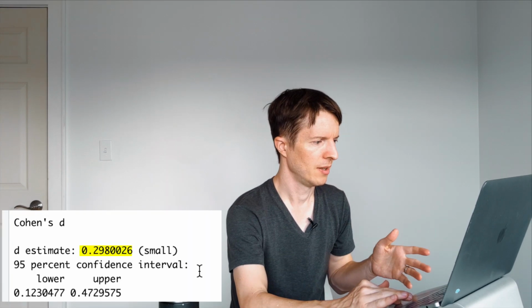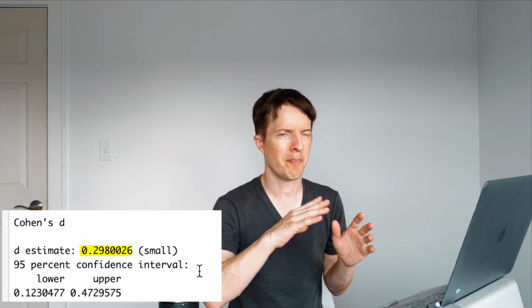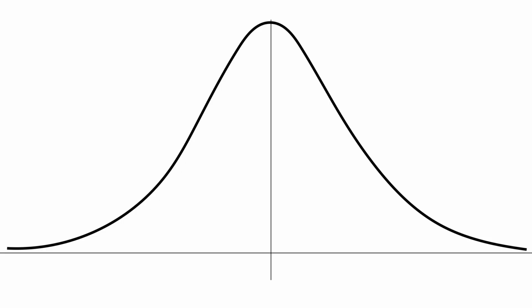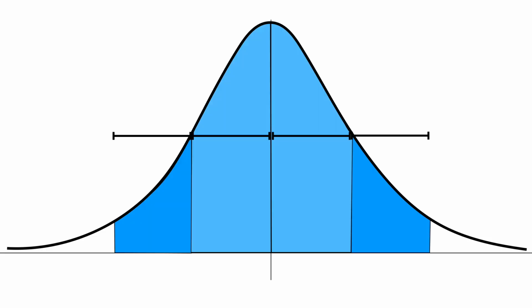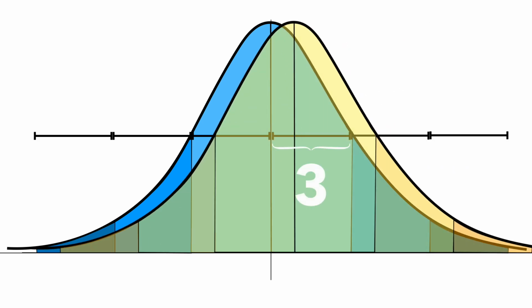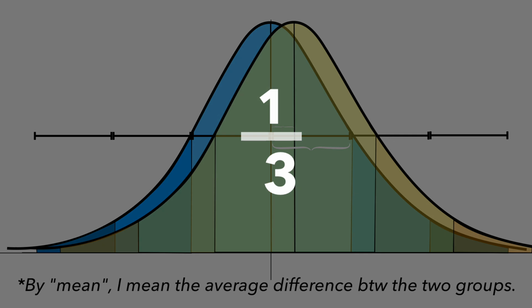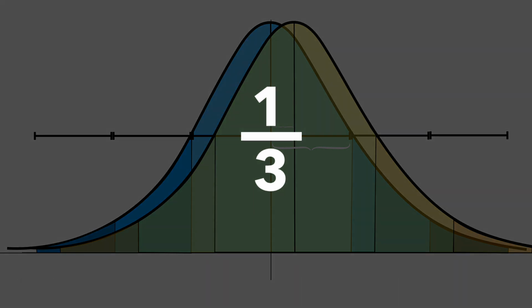So this is the effect size. It's about 0.3, which makes sense. What the effect size does is it tries to quantify how different those two groups are in terms of their standard deviations. The pooled standard deviation, I think, is around 3, and the mean is around 1, and so that's why we get an effect size of about a third, right? About a third of a standard deviation.